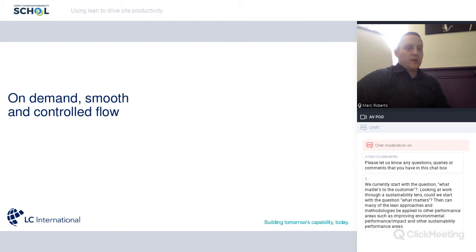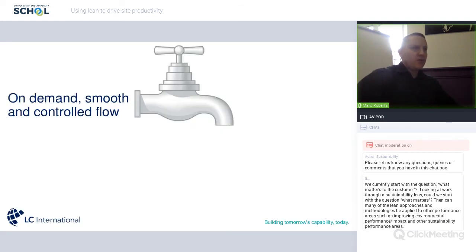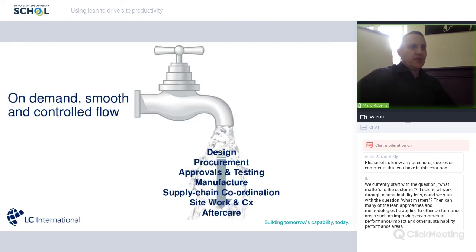The other thing when we think about that is that we're not just looking at discrete processes. If you take the overall construction process all the way through, I talk about order to fulfillment, but if you take it even further, go from customer interest all the way through to customer satisfaction on a job. That will take you even before design, through the tenders phases, design, procurement, approvals and testing, manufacture, supply chain and coordination, all the way through to aftercare.